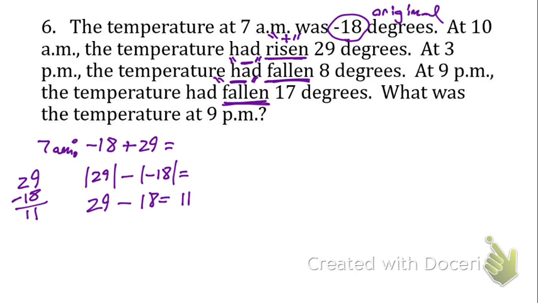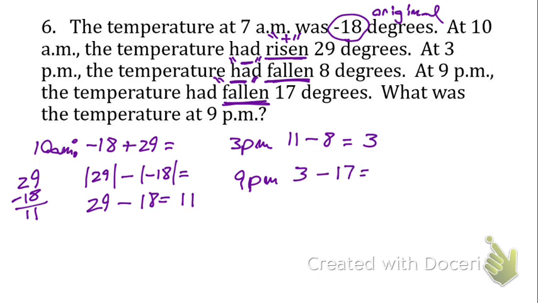So that is the temperature at not 7 a.m. Sorry, that should be 10 a.m. Oh, not 10, 11. I must erase that one. So we got 11 degrees at 10 a.m. Okay, and then at 3 p.m., we're at 11 so far, but it had fallen 8 degrees. So now we're at 3 degrees. And then at 9 p.m., we're at 3 currently, but it has fallen 17.